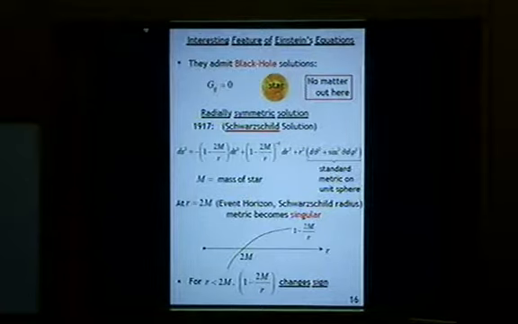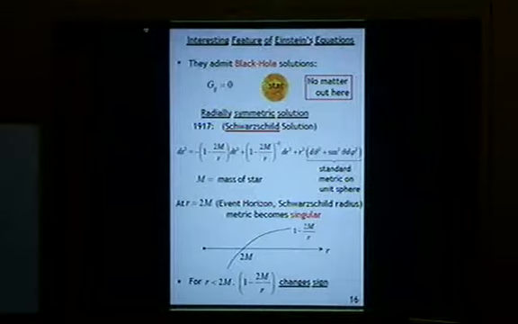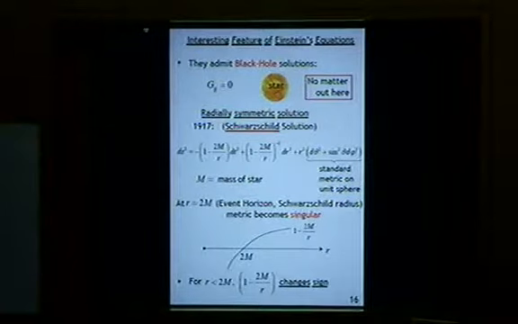And then the coefficient of dr squared is (1 - 2m/r)^(-1). Okay? And then you have the angular variables that are harmless, just r squared times (dθ squared plus sine squared θ dφ squared). And that's the standard metric on the unit 2-sphere. So if you take a first course in differential geometry, you see this in the second week or something like that.